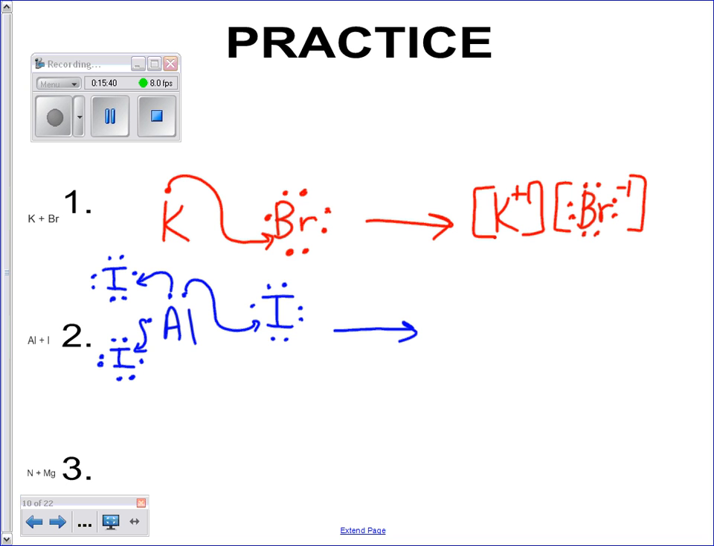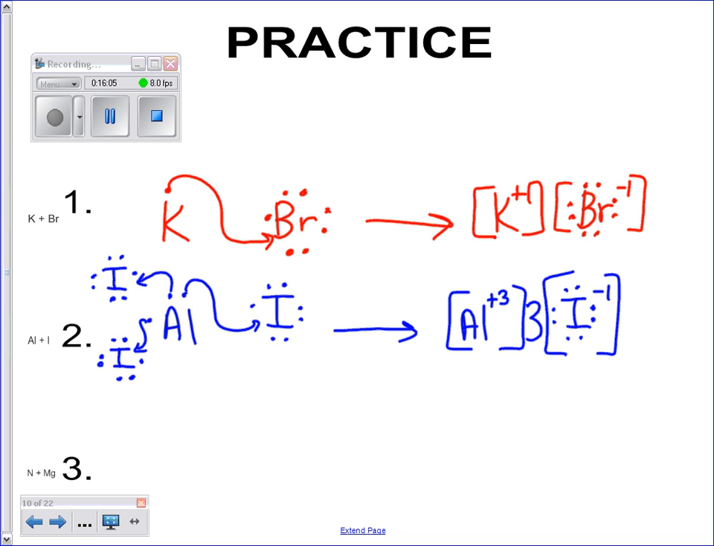So I'm going to write metal first. It's lost 3 electrons, so I get a +3 charge. Put it in brackets. Then I'm going to write nonmetal next. Nonmetal has gained the electron, so now it has 8 valence electrons around it. And it gets a -1 charge. Put that in brackets, and I have 3 of them. So I'm going to put a 3 in front of the iodine. And then let's just do the last one.